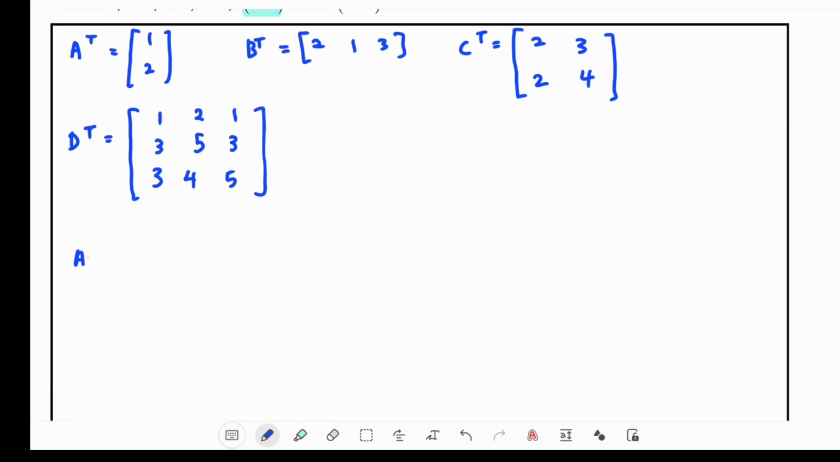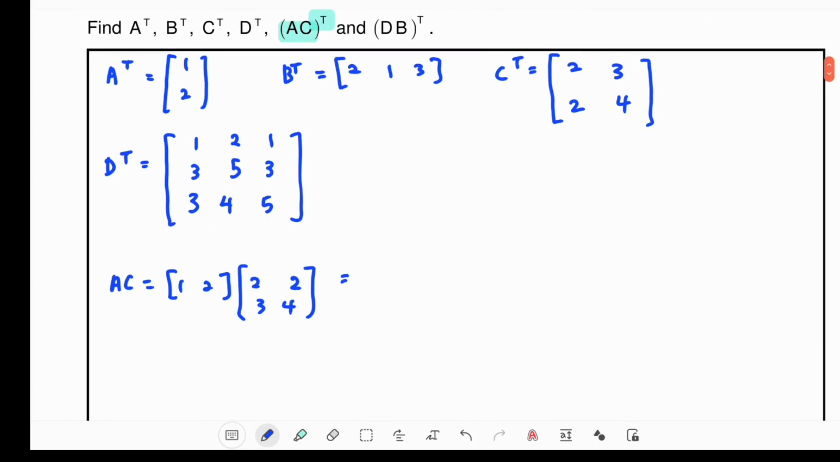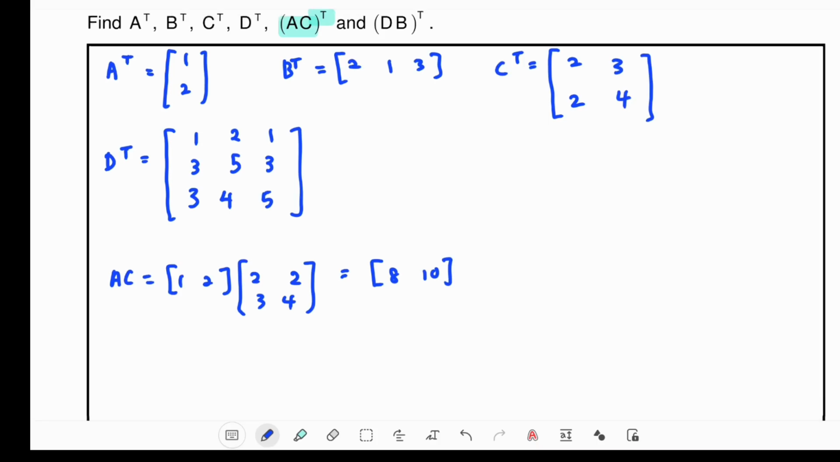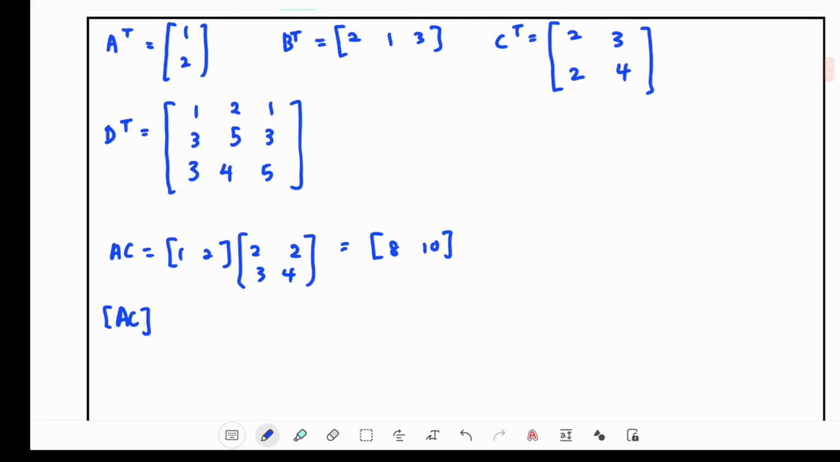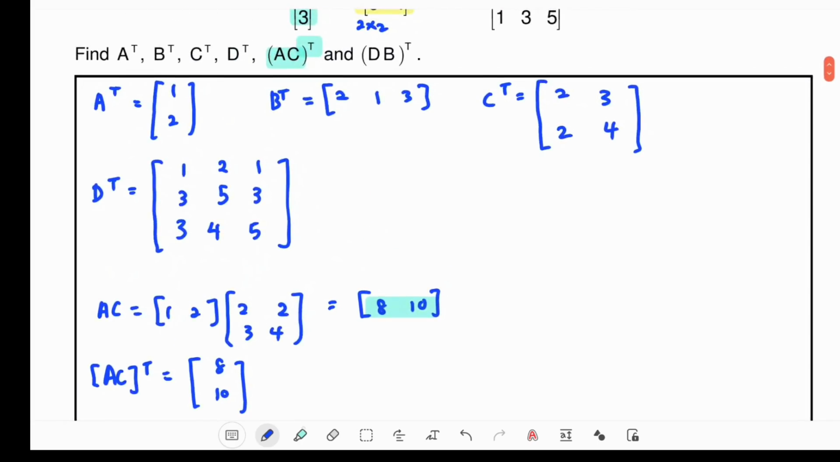So let's say I would like to multiply these two matrices first. Since the given matrix A is 2, 1, 2, and the matrix C is 2, 2, 3, 4, multiply it first. Multiplying these two matrices, you will get 8, 10. And find out the AC transpose. So AC transpose means that 8, 10 become columns.